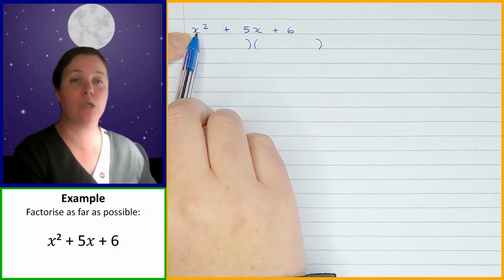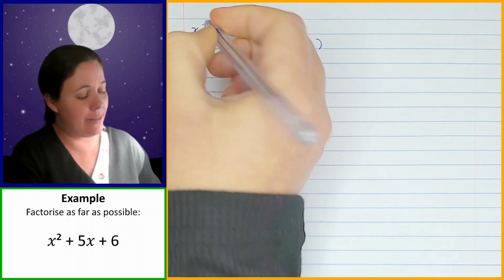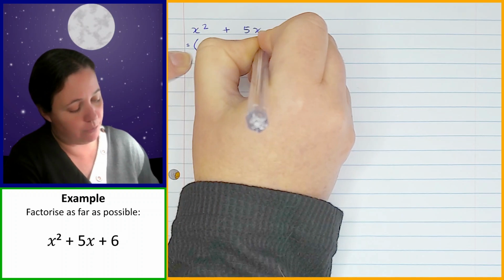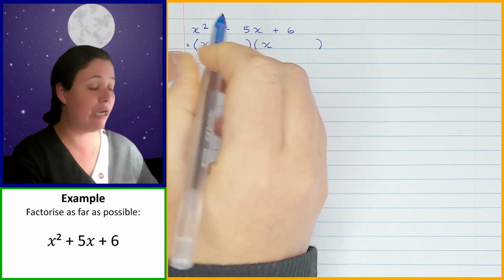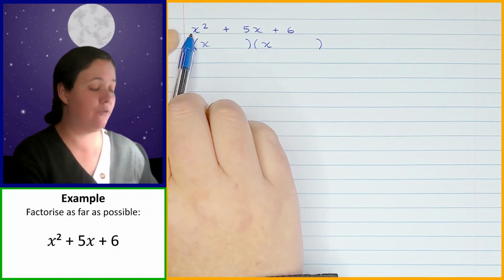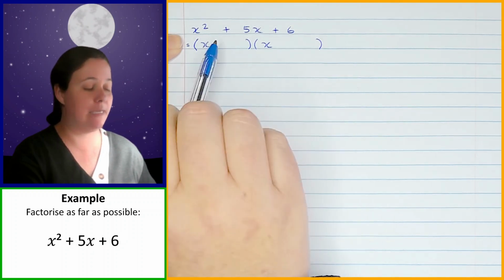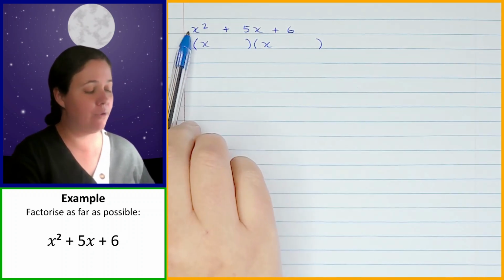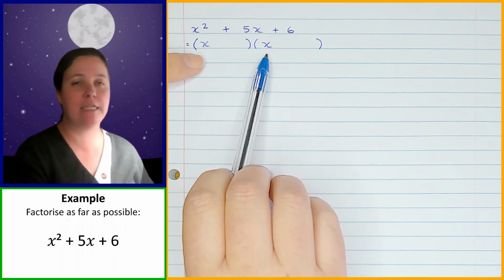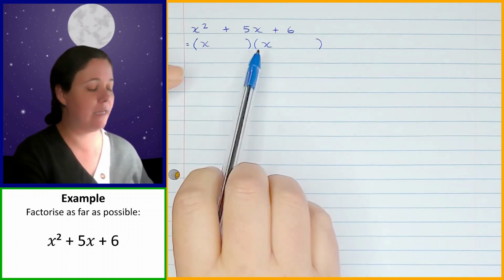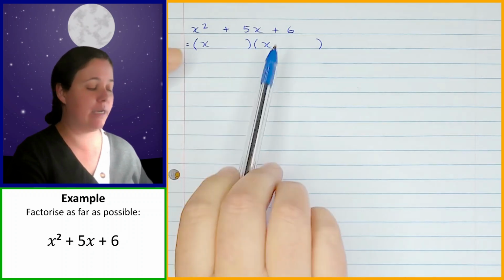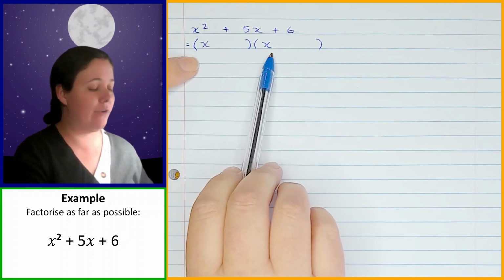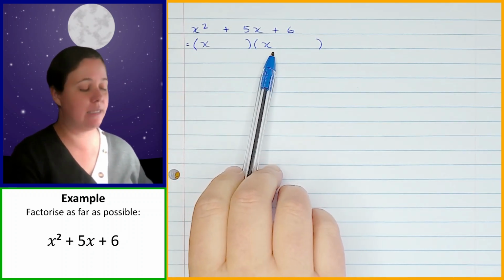Now I'm going to take the square root of x squared, and that's the first term in each bracket. I can do that because it's in the form x squared plus bx plus c, not ax squared plus bx plus c. If I've got a number in front of the x squared, I can't just take the square root. It becomes more complicated. But for now, because it's just x squared, I can just use the square root of x squared and get x and x in the two brackets.